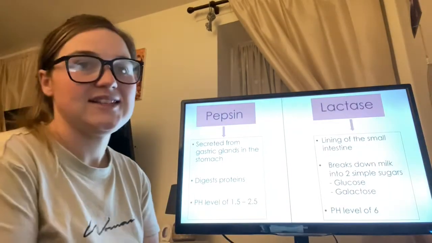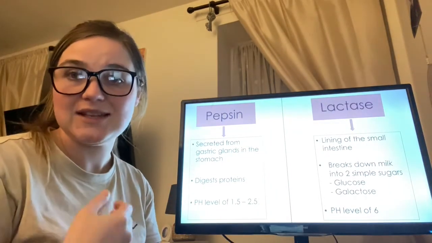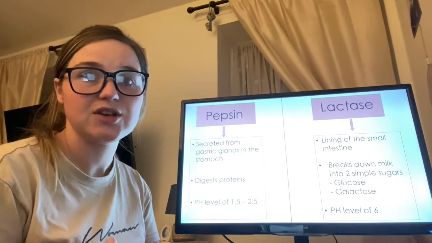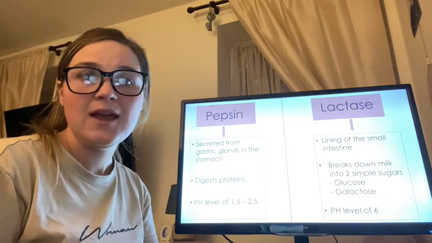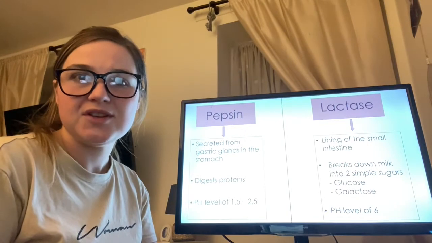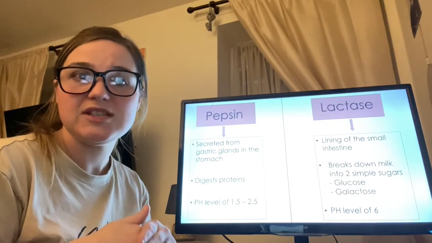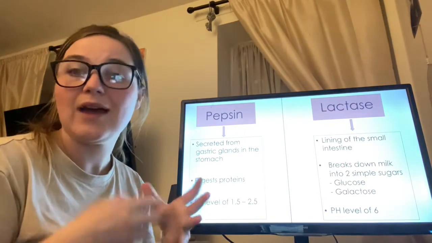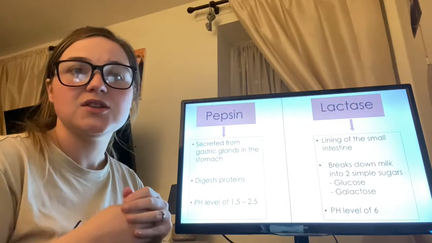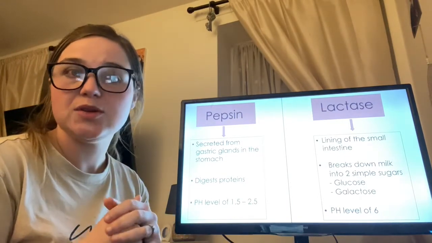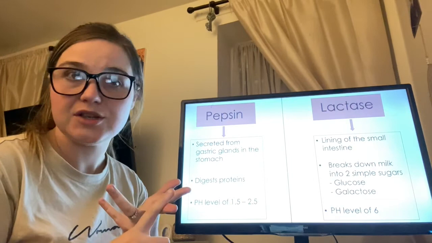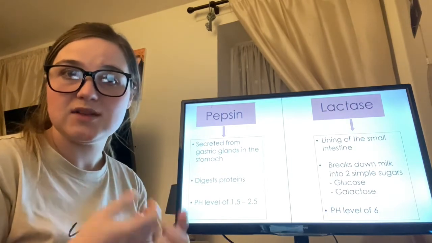Then we have lactase. Lactase is an enzyme located in the small intestine. It digests lactose, which is sugar found in milk. Now, it's very important in regards to infants, as lactase will decrease in the body when a young person is weaned off milk and can therefore consume other foods. Lactase breaks down lactose into two simple sugars, glucose and galactose. It's then absorbed in the small intestine.